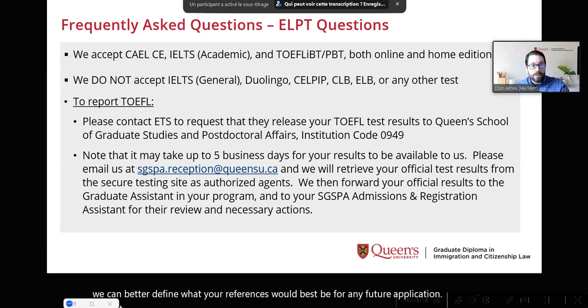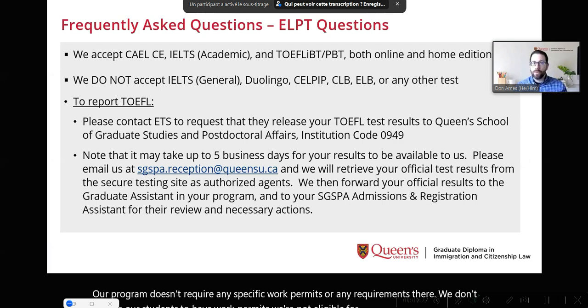Our program doesn't require any specific work permits or any requirements there. We don't require our students to have work permits. We're not eligible for work permits. We're not eligible for PGWP. So there's no restrictions there when it comes to the application process.